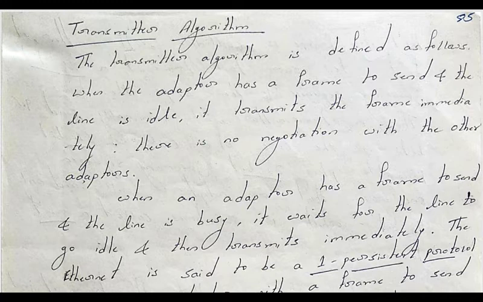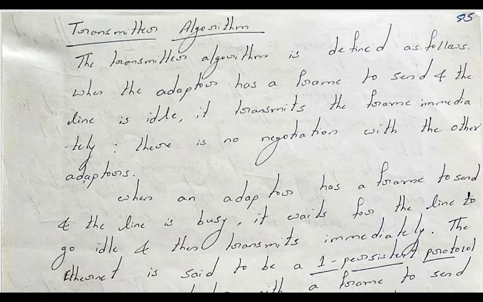When the adapter has a frame to send and the line is busy, what does it have to do? It has to wait until the line goes idle, and then transmits immediately. This is the process it follows. This process is called a one persistent protocol.